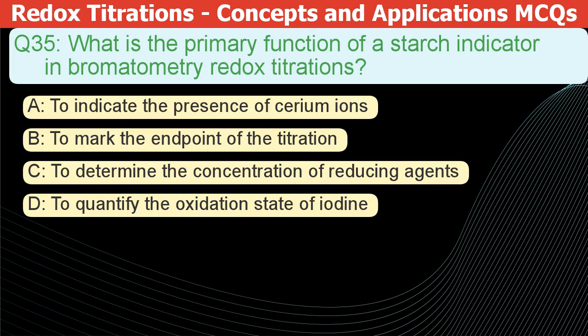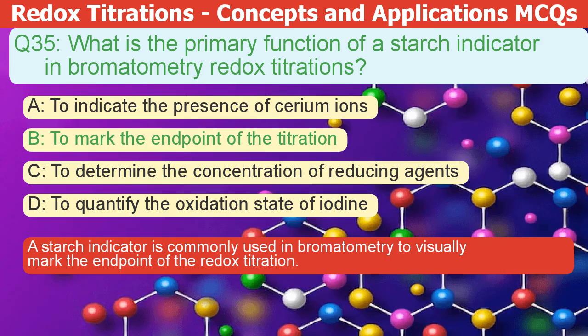What is the primary function of a starch indicator in bromatometry redox titrations? A. To indicate the presence of cerium ions. B. To mark the endpoint of the titration. C. To determine the concentration of reducing agents. D. To quantify the oxidation state of iodine. The correct answer is B. A starch indicator is commonly used in bromatometry to visually mark the endpoint of the redox titration.